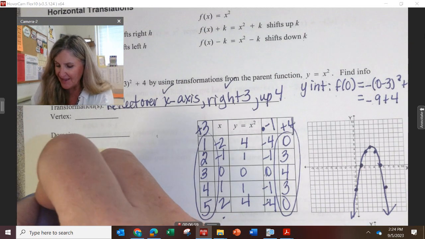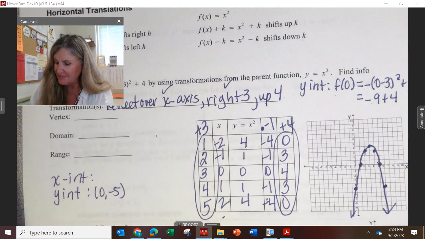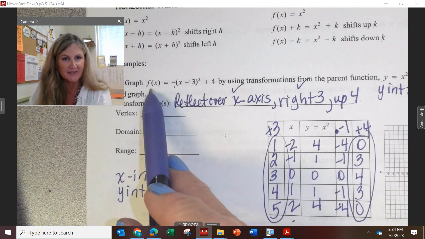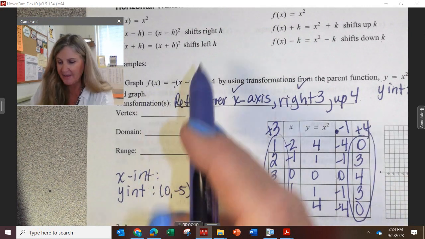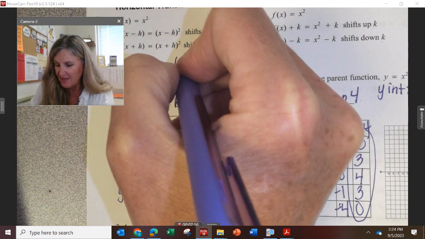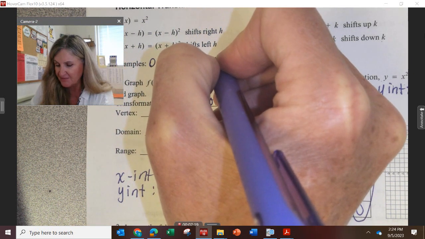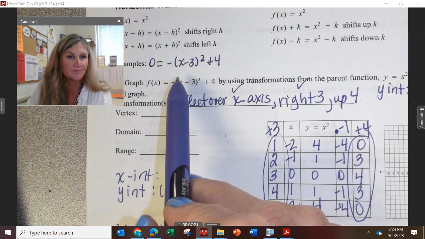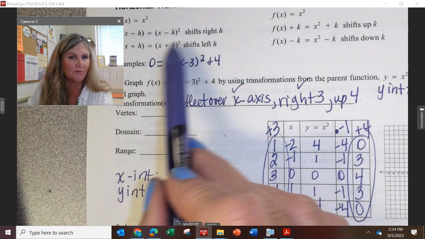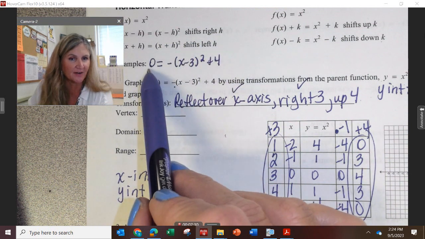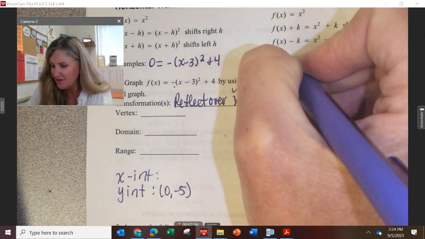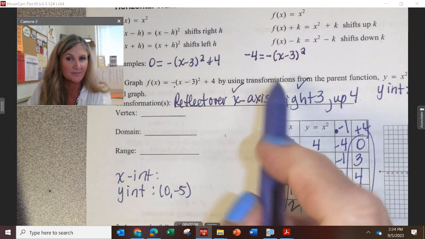Now, you also should find the x-intercepts. On that one, it's very easy to see the x-intercepts. They're just right there and there. But here's the way you find an x-intercept. You have to set y equal to 0. So I would have to put 0 equals negative x minus 3 squared plus 4. I'm going to take this 4 over. What's it going to become if I take it over there? Negative 4. So now I would have negative 4 equals negative the quantity x minus 3 squared.